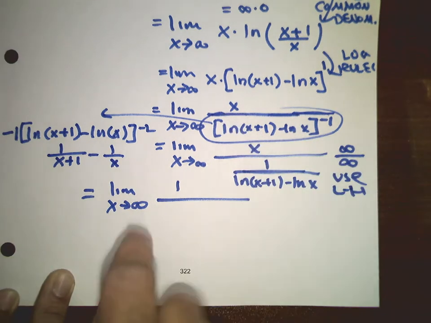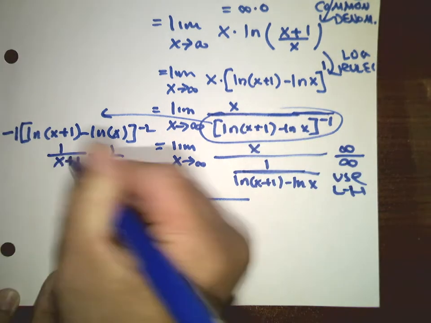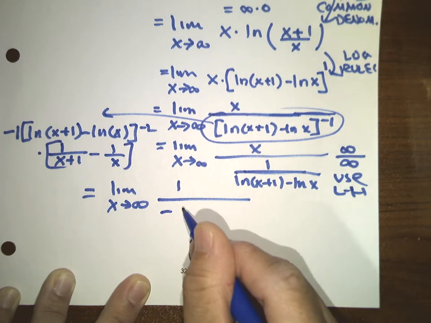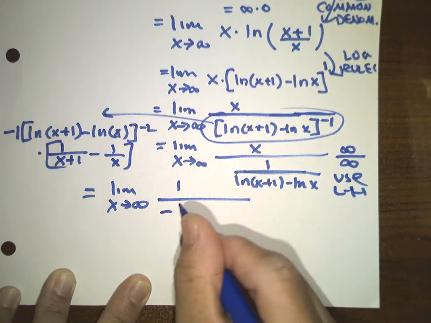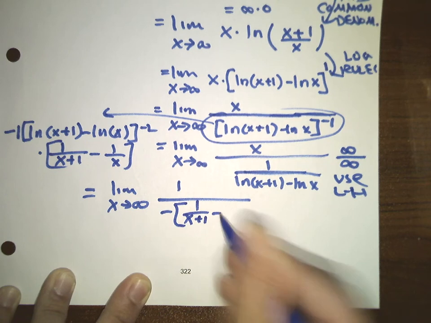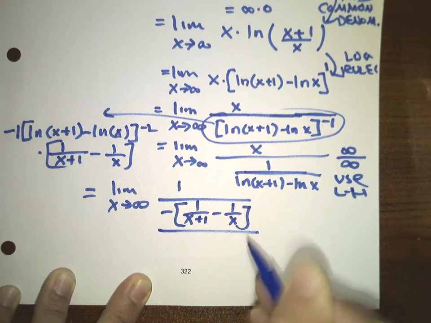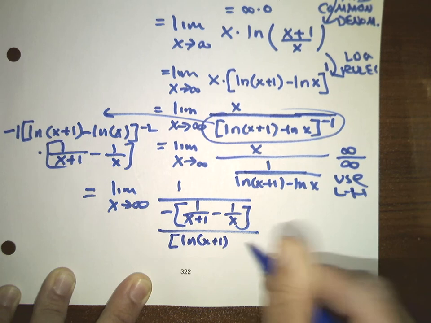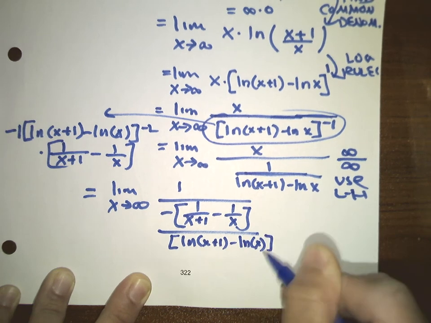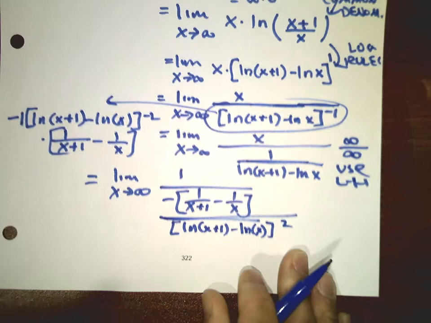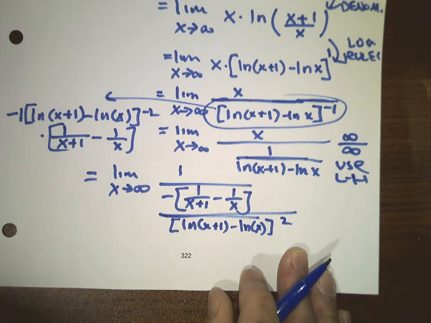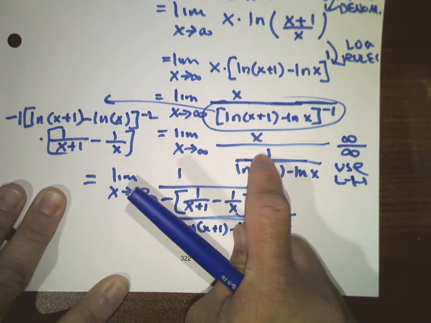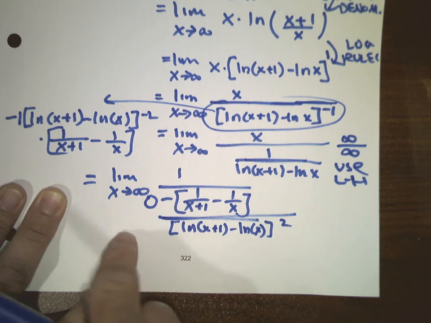So what you have here, if I bring this back to the denominator, I have negative, and I'm telling you, this is crazy here. So 1 over x plus 1 minus 1 over x, and then all over the natural log of x plus 1 minus the natural log of x to the second power. And really, this is what you would have gotten using the quotient rule anyway, because it would have been 0 minus this, because the derivative of 1 would be 0.